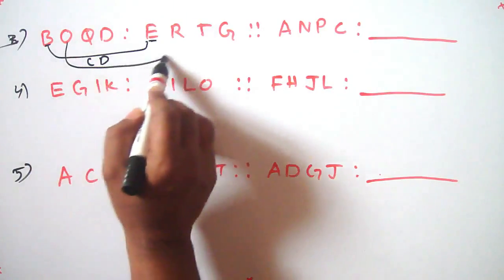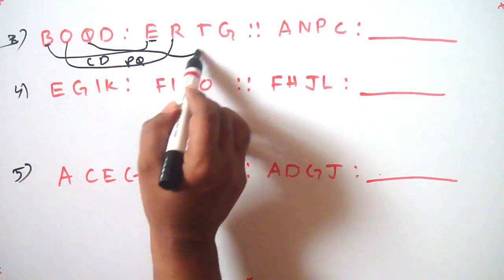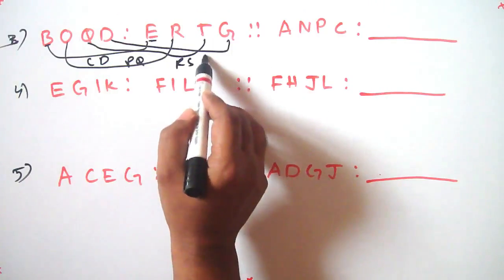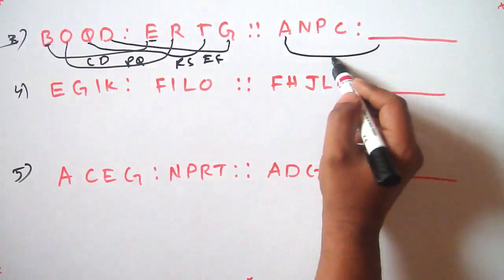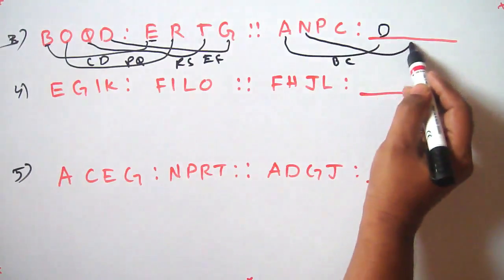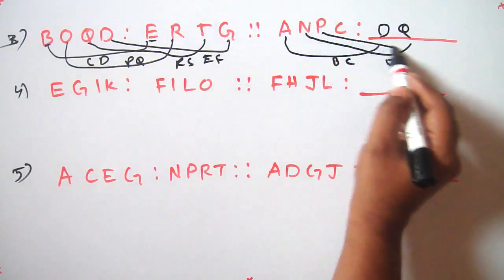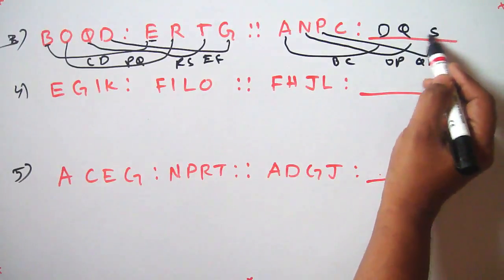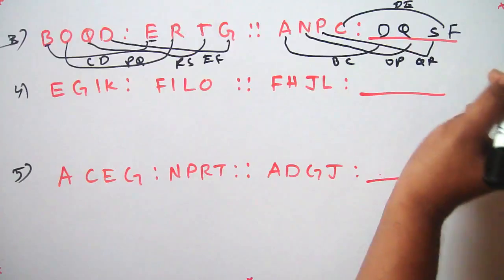O, PQ is left, R is written. Q, RS is left, T is written. D, EF is left, G is written. In the same way, A, BC I will leave, I will write D. N, OP is left, I will write Q. P, I will leave Q, R, and S I will write.